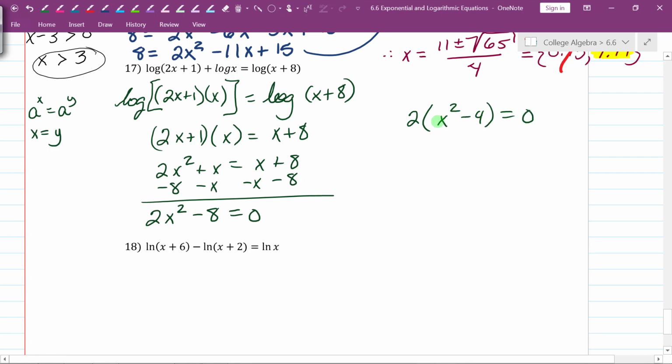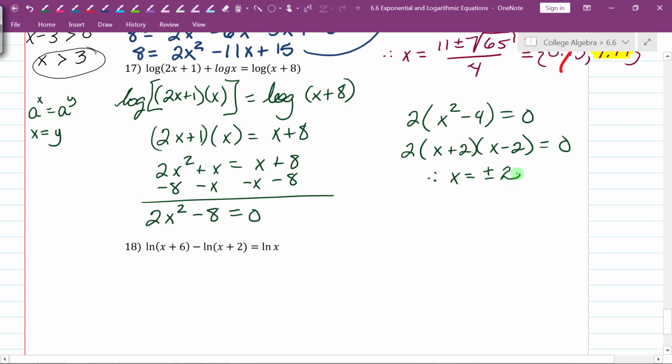Do you recognize this? It's a difference of 2 squares. So now this is going to be 2 times x plus 2 times x minus 2, and that all equals 0. We can set our factors equal to 0 and then solve for x, or you can just simply say I can see that x is going to be equal to negative 2 and positive 2. So plus and minus 2.